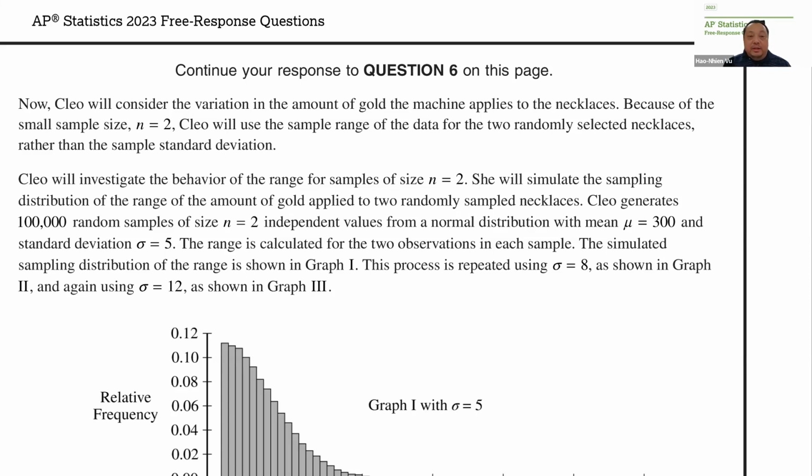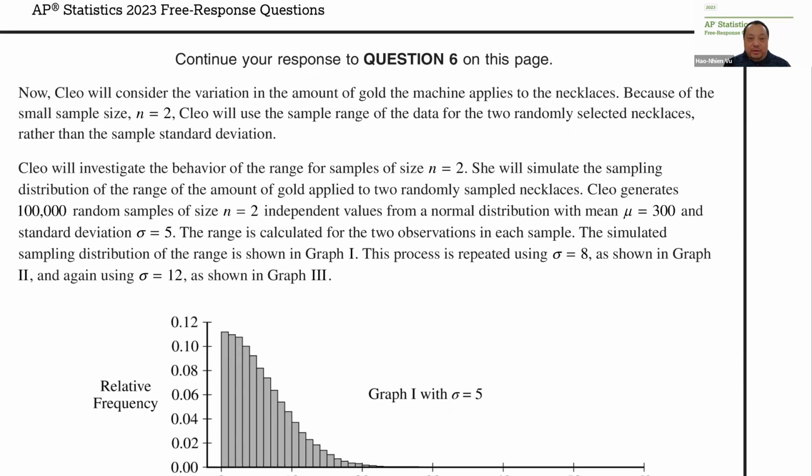Cleo will investigate the behavior of the range for samples of size n equals 2. She will simulate the sampling distribution of the range of the amount of gold applied to the 2 randomly sampled necklaces. Cleo generates 100,000 random samples of size n equals 2, independent values from a normal distribution with mu equals 300, sigma equals 5. The range is calculated for the 2 observations. The simulated sampling distribution of the range is shown in graph 1.